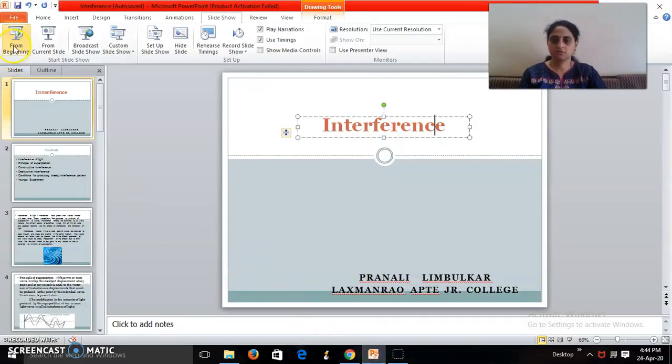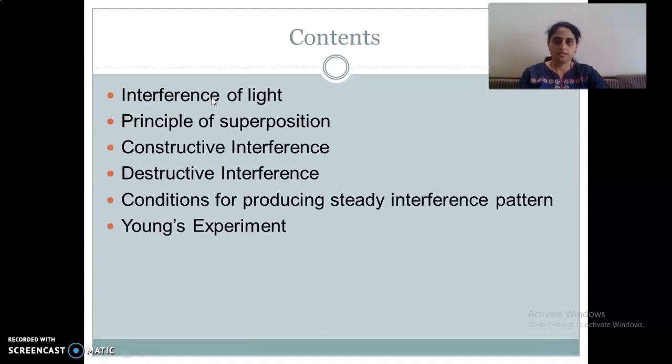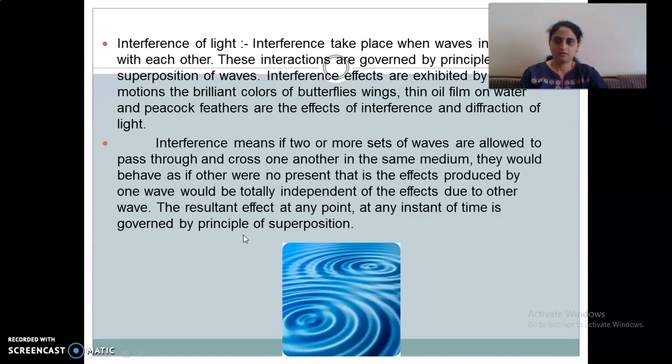Hello students, today we will discuss the interference of light in wave optics. It begins with interference of light, principle of superposition, constructive interference, destructive interference, and condition for steady interference pattern and Young's experiment. Right? Initially, we will discuss the interference of light.